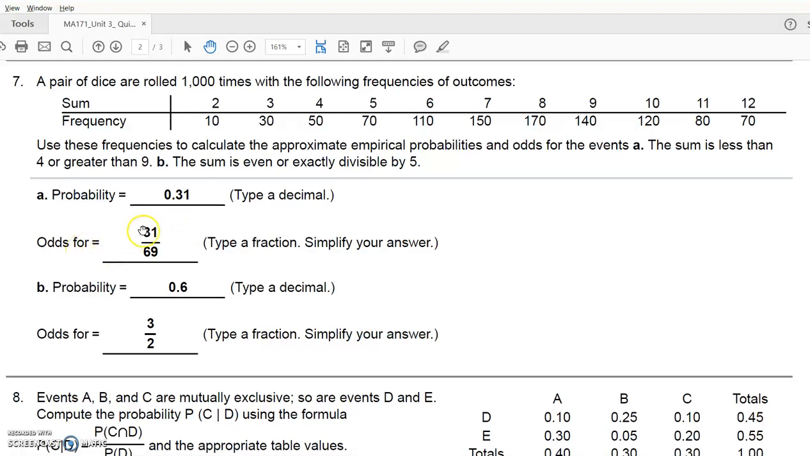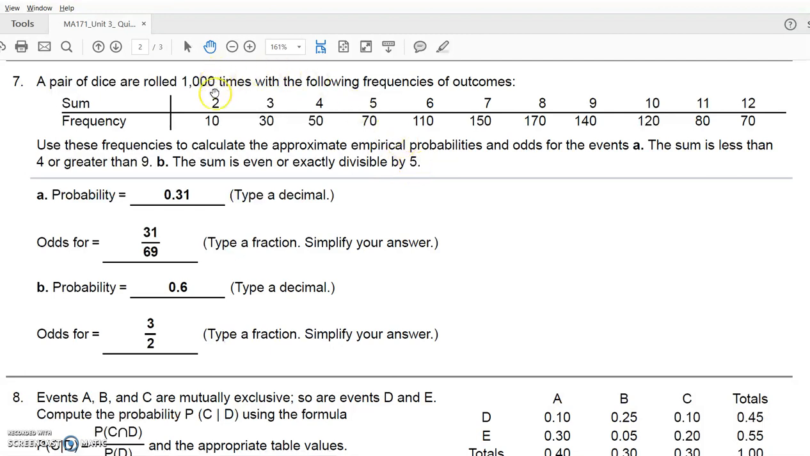So the odds for this event, if the probability is 0.31, that means, out of, let's say the sample space is 100, there's 31 ways it's happening, and then the remaining 69 ways not happening, which is why the odds for would be 31 to 69. And then in part B, the sum is even or exactly divisible by 5.